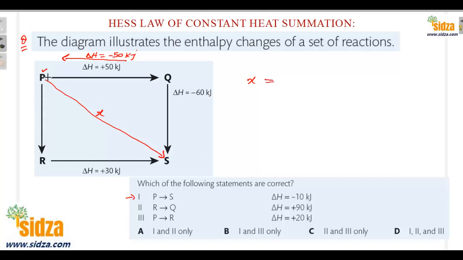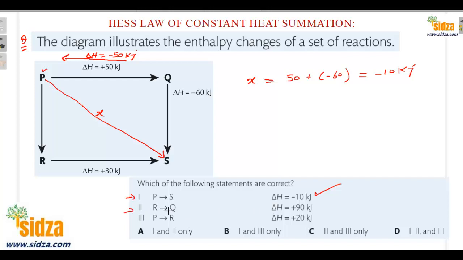it will be equal to the heat change which occurs when P first goes to Q and then Q goes to S, right? This is the one-step, direct process, and this is a two-step, indirect process. Here X kilojoules will be equal to 50 for P to Q, and for Q to S it will be negative 60 kilojoules, right? So it is minus 10 kilojoules. That means the first option is correct.